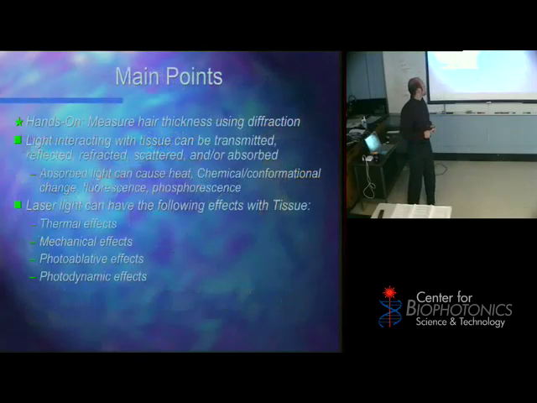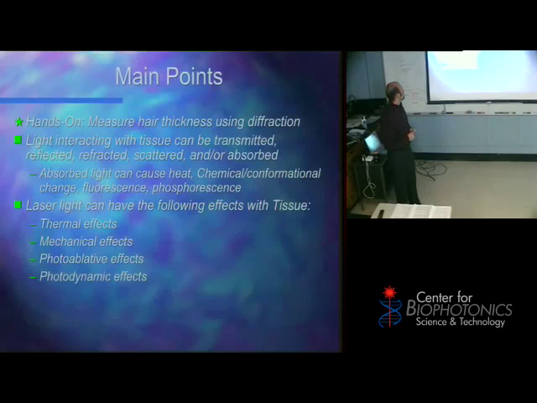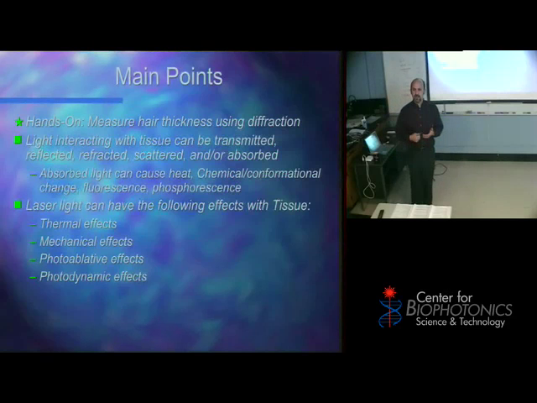So the main point of the day will be we're going to measure your hair thickness using diffraction. We're going to look at how light interacting with tissue can be transmitted, reflected, refracted, scattered, and/or absorbed, and can all happen simultaneously. And we're going to focus in on absorbed light because that can cause heat, chemical conformational changes, fluorescence, phosphorescence.